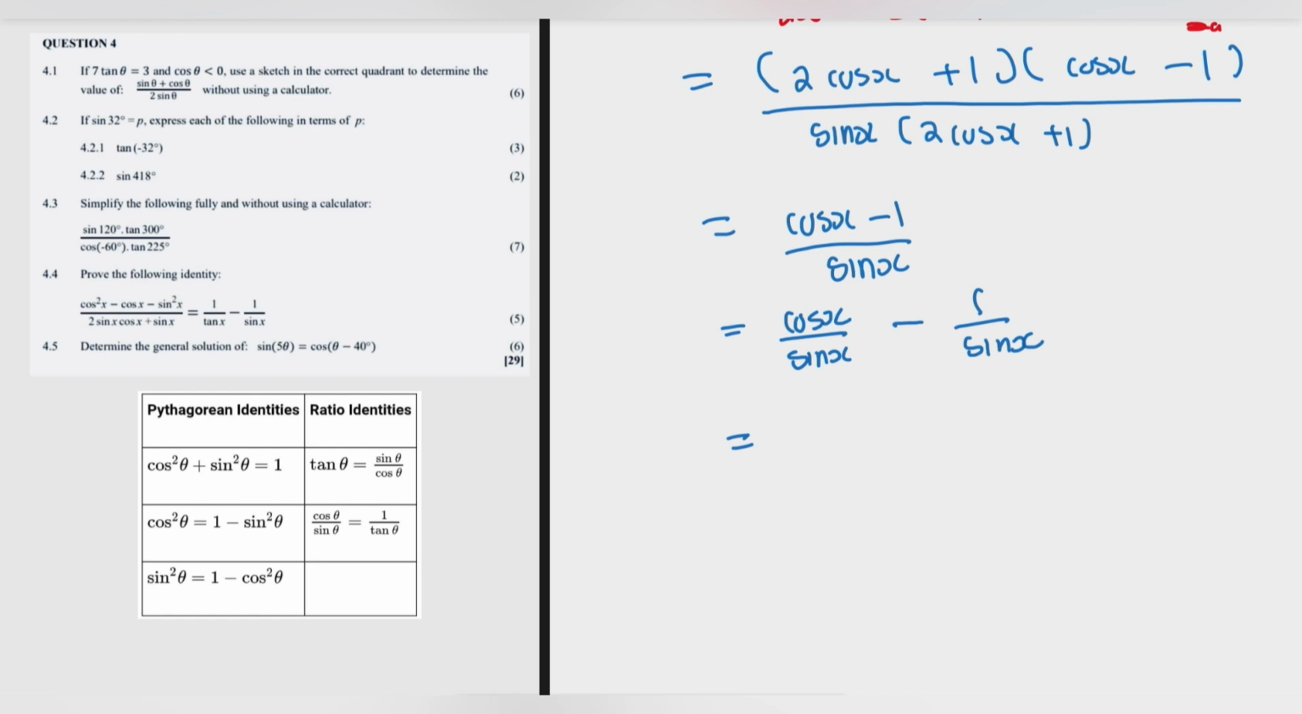Now cos x divided by sine x gives you cot of x, minus 1 over sine of x. We can write cot x as 1 over tan of x, minus 1 over sine of x, because we know that cot of x is equal to 1 over tan of x, and this is equal to what you have on your right hand side. That's how you prove this identity.